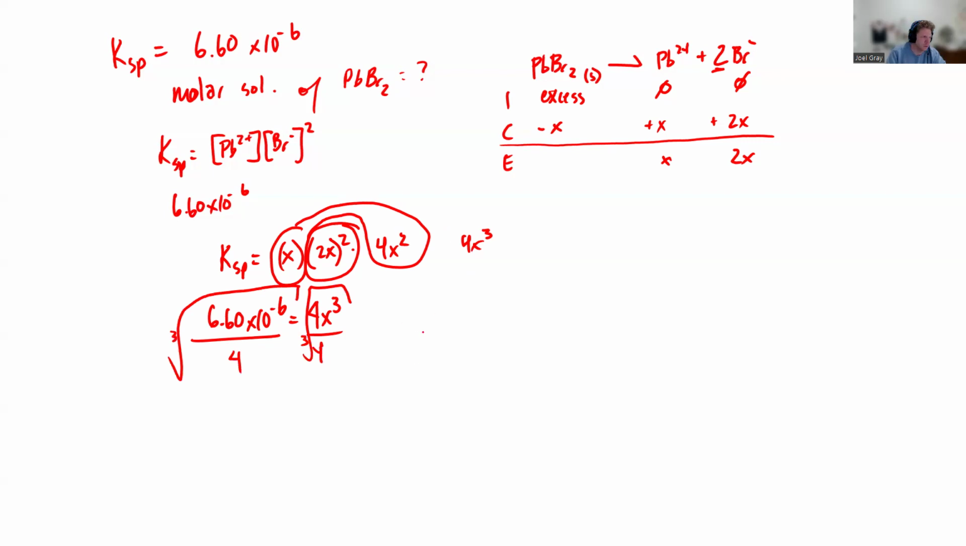And what we're going to get is X equals 0.0118. Okay, so that right there is going to give us our concentration of our Pb, and we can plug that in to get our Br- concentration. So that gives us X. Now that's all good and great, but what we want to do is use that to answer the second part of the question. The second part of our question asks, what is the solubility? And this is the second of 3.